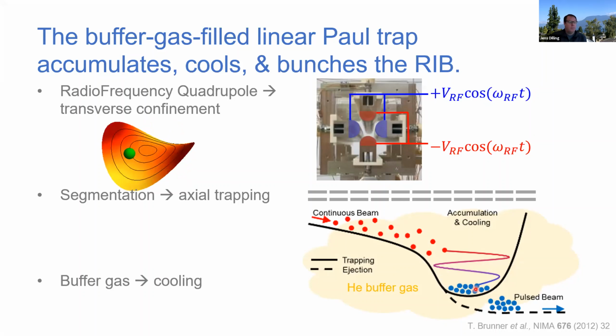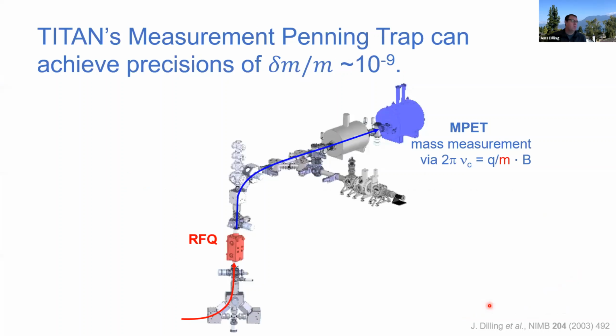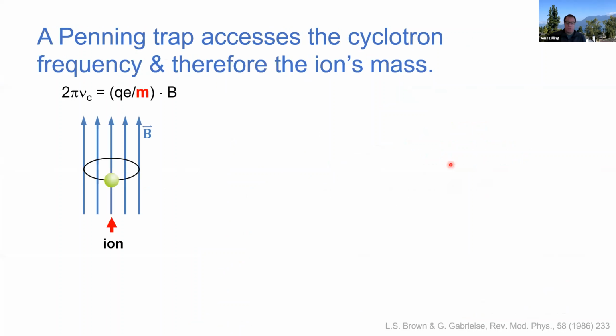So now you have the continuous beam converted into a bunch of ions that are accumulated here in the potential minimum, and they are slowed down and can be extracted as a pulse beam. That's a powerful first step to convert a radioactive continuous beam into a bunch beam for further processing. So the next step that we want to do is take it into the mass measurement Penning trap. Let's take a look at that.